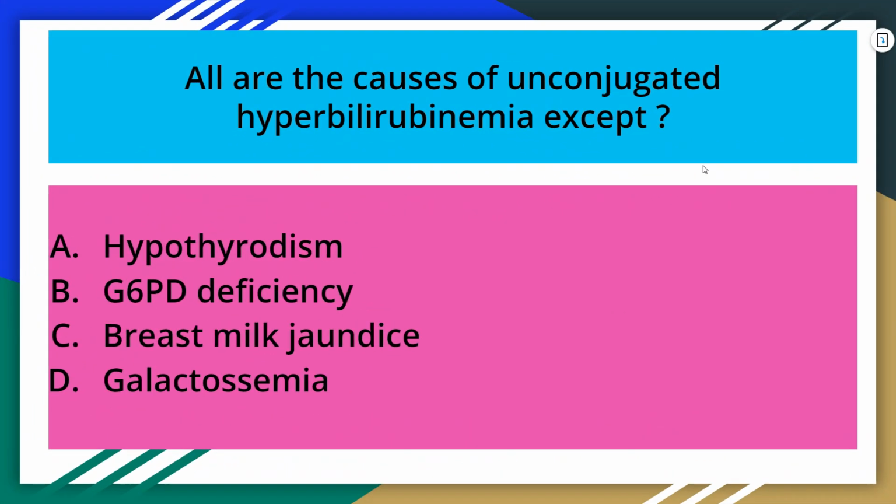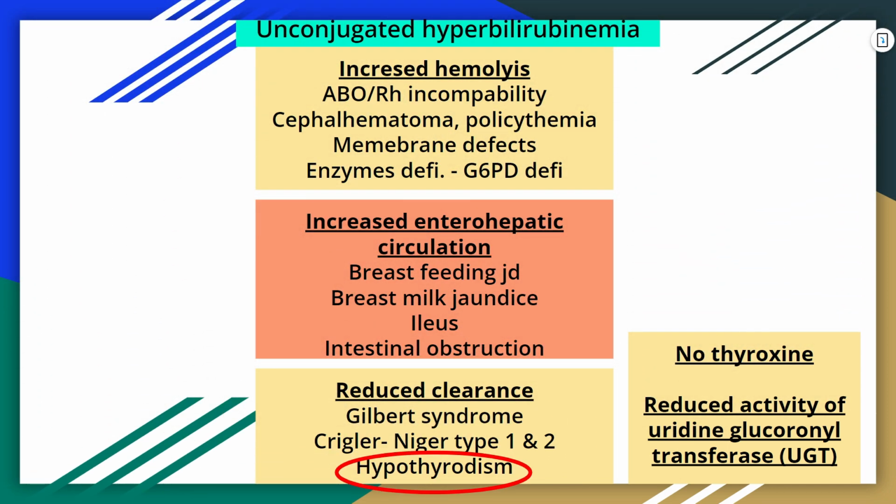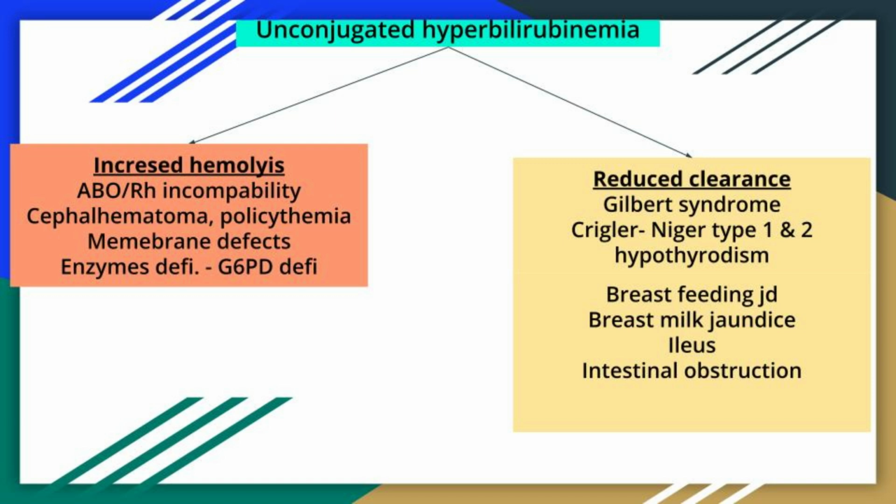All are the causes of unconjugated hyperbilirubinemia except hypothyroidism, G6PD deficiency, breast milk jaundice, or galactosemia. Quick revision of causes of unconjugated hyperbilirubinemia. Based on the mechanism of bilirubin elevation, the etiology of unconjugated hyperbilirubinemia can be divided into the following categories. Either it is increased bilirubin production, increased hemolysis, or reduced clearance, non-hemolytic.